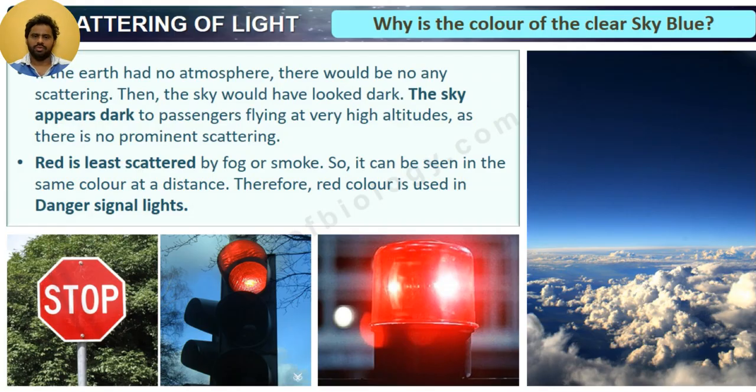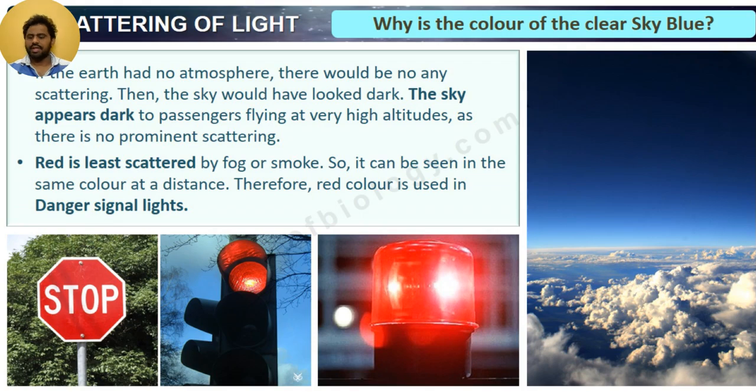If the earth had no atmosphere, there would be no scattering. Then the sky would have looked dark, grey. Sky appears dark to passengers flying at very high altitudes. If we fly, we all would have noticed, as there is no prominent scattering of light. So when we are in a plane, at a high distance, we don't see the sky as blue, we see it as dark.